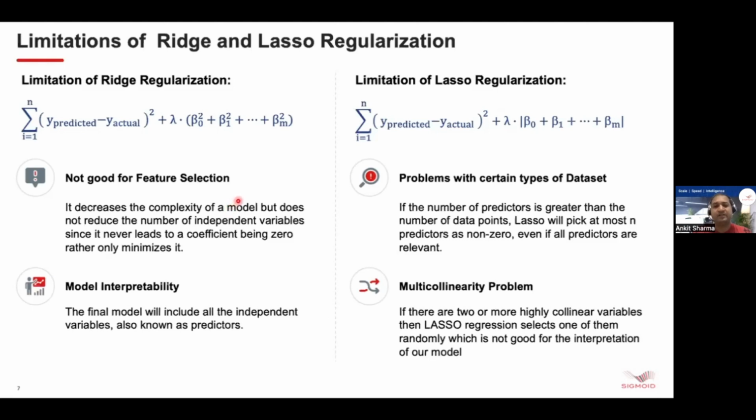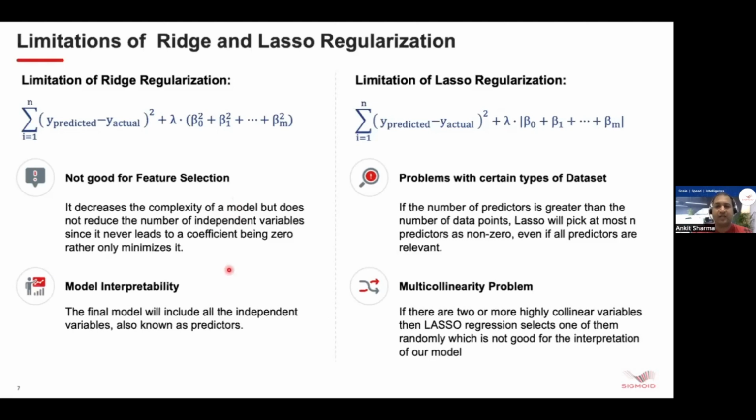The second limitation is model interpretability. As you are going to keep all the variables in your model, irrespective of whether they are important or not, it creates a problem while interpreting your model. So that's the second limitation of ridge regularization.